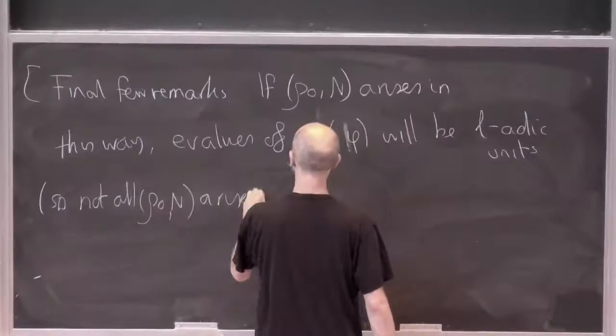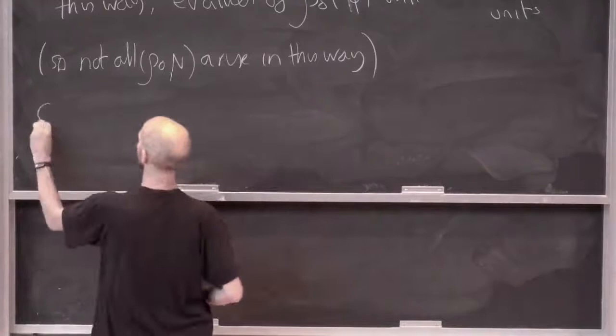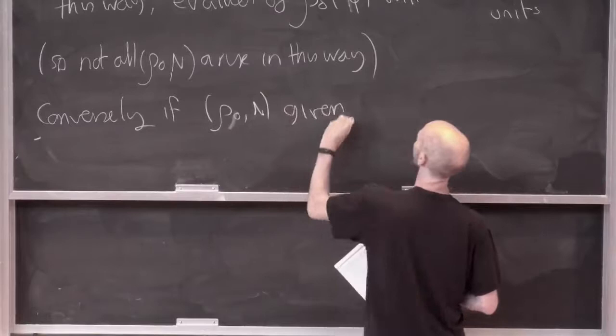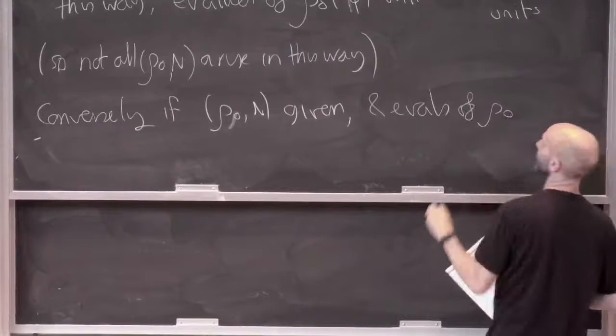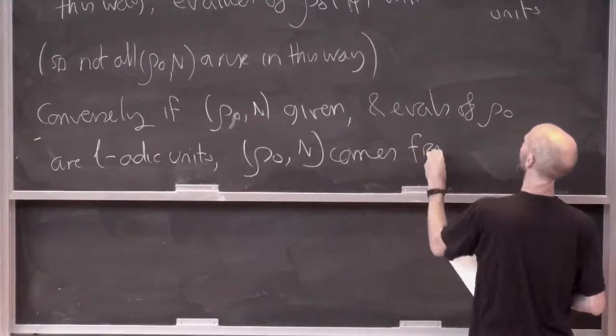On the other hand, that's somehow the only obstruction. Conversely, if rho_0, N is given, and the eigenvalues of rho_0 are l-adic units, rho_0 does come from rho. All right. So there you go. So that's just rather been a long interlude, really.